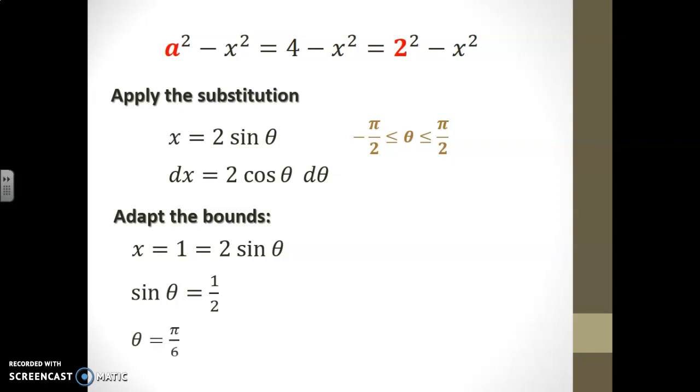And that would mean theta is pi over 6, as we're choosing angles between minus pi over 2 and pi over 2 only. The upper bound for x was root of 3, but must also fit with our choice of 2 sine theta. Hence, sine theta must be root 3 over 2, and the angle between minus pi over 2 and pi over 2 that fits the ratio root 3 over 2 is pi over 3. And we're set. We have new values for x and for dx, and we have new values for the bounds of x, 1, and root of 3.